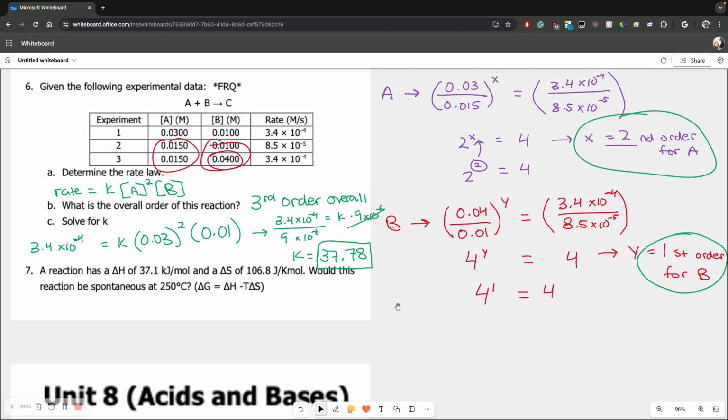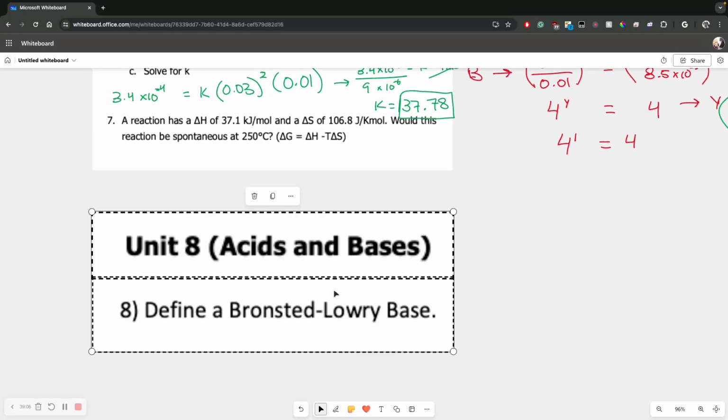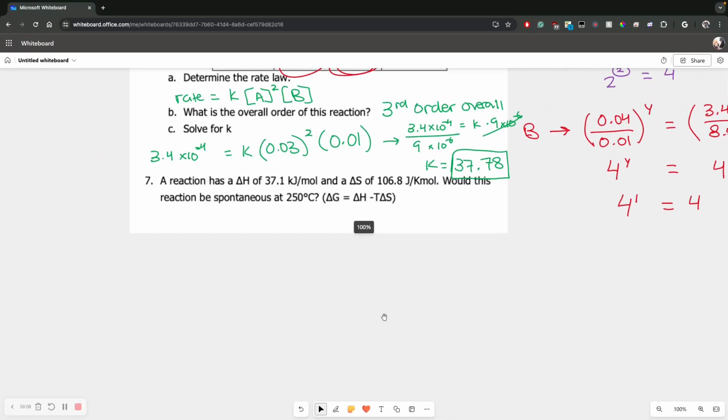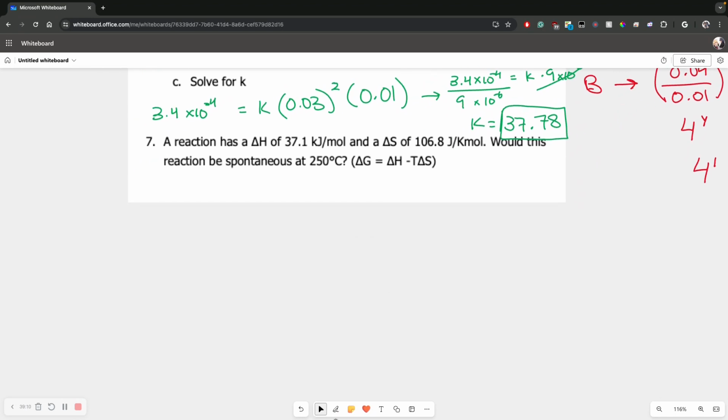Alright, moving on, scrolling just a little bit here to make room for that delta G question here. So we have a reaction has a delta H of 37.1 kilojoules per mole and a delta S of 106.8 joules per Kelvin times mole. Would this reaction be spontaneous at 250 degrees Celsius?